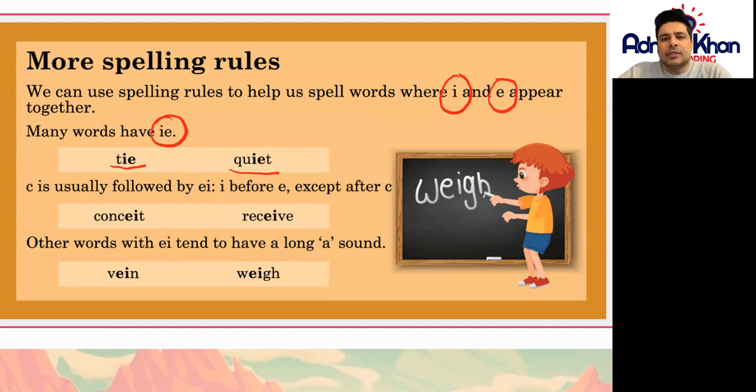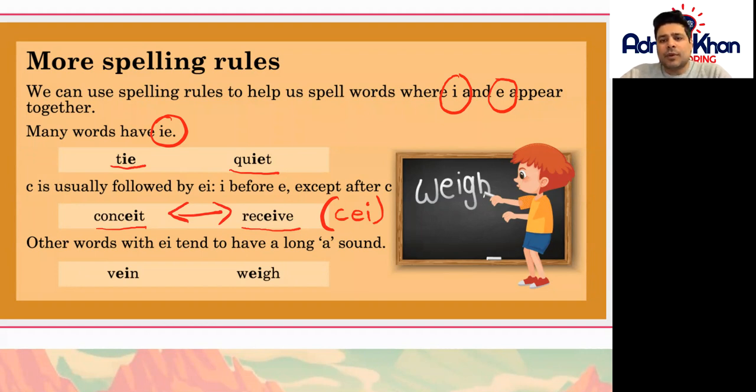C is usually followed by EI. So I before E except after C, such as conceit or receive. So here we've got the C first, as you can see, C, followed by the E, followed by I. Okay, so these are very common words that are often misspelled, and it's very easy to make a mistake in these as well. So do learn these words in terms of spelling.